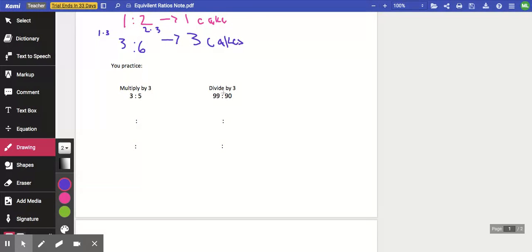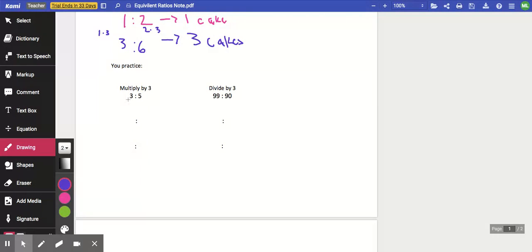When you get to this one, it can get a little tricky. You want to make sure every time you're dividing by 3. So you're going to do 99 divided by 3 and then 90 divided by 3. And then this answer divided by 3 and this answer divided by 3.